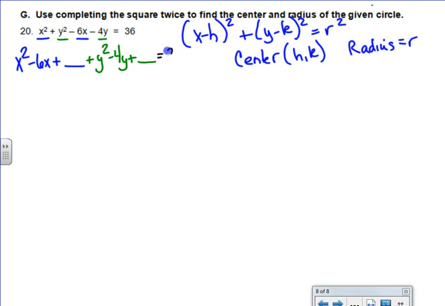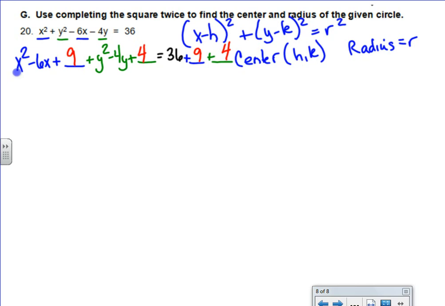equals, and then the 36 is still there, but remember I got to keep things balanced in my equation. So whatever that blue blank was, I got to add it, and whatever that green blank was, I got to add it as well to the opposite side. So the blank is just as before with the quadratics, half of b, squared. So negative 3 squared is 9. Make sure you add it to both the left and right side of the equation. Half of negative 4 is negative 2. Negative 2 squared is 4. Add it to both the left and the right.